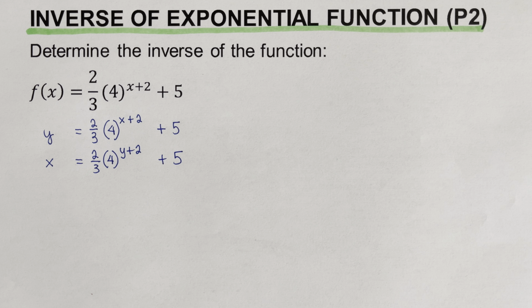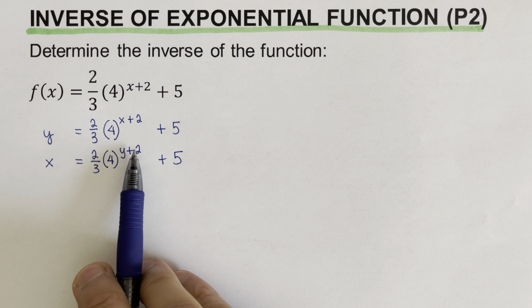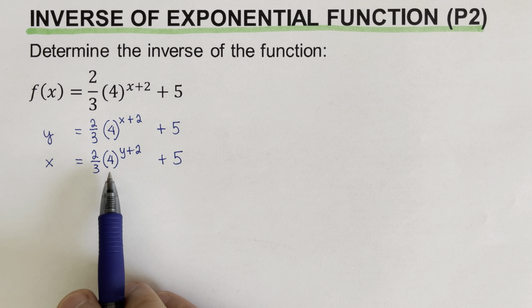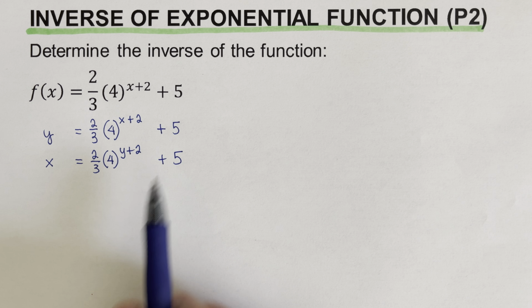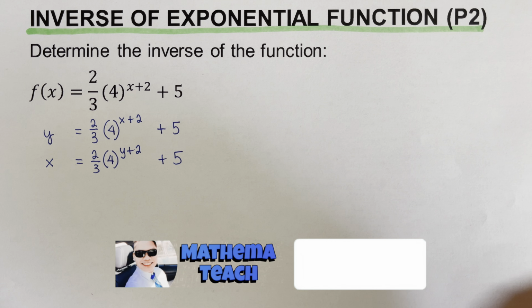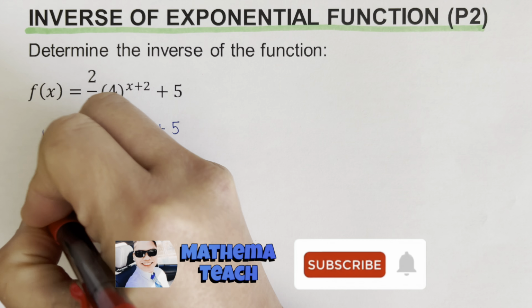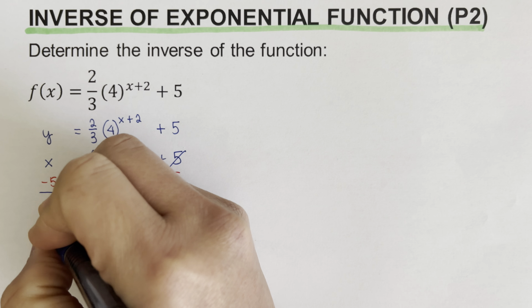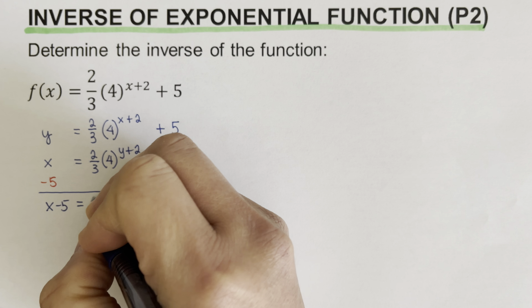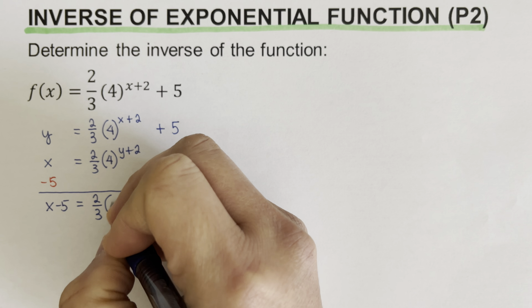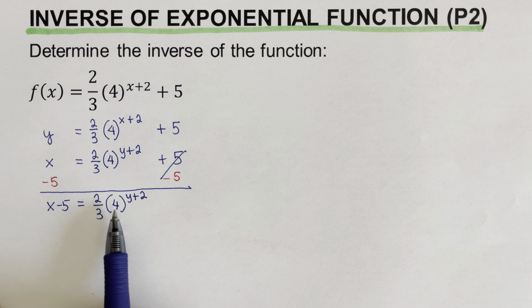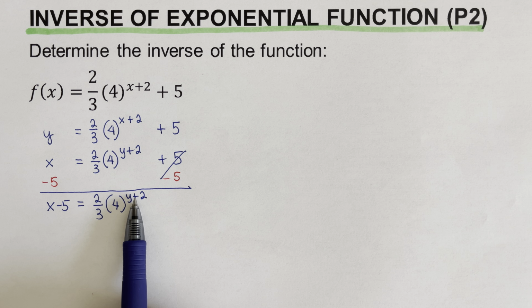Part of this second step is to isolate the exponential expression. So this 4 raised to the power y plus 2 should be the leftover on this right side. But then we have a 2/3 and the 5, so we can go ahead and subtract 5 to both sides. So minus 5 and minus 5. So that we can cross the 5 out, we are left with x minus 5 is equal to 2 over 3, parenthesis 4 raised to the power y plus 2. Our target is to isolate this 4 raised to the power y plus 2 by itself on the right side so that we have a fraction 2 over 3.